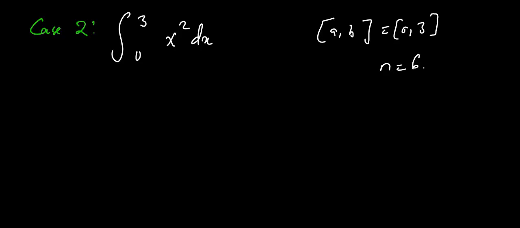So again, we get the delta x. The delta x will still be the same. That's 3 minus 0 in this case, over 6. It's just 0.5. Then we need what we call the evaluation points.